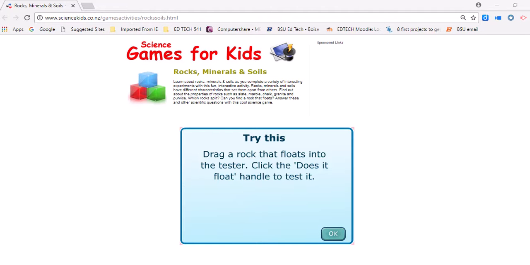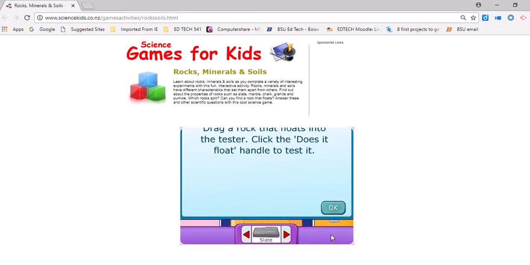This simulation from Science Games for Kids focuses on rocks, minerals, and soils. This supports the NGSS standards associated with earth science and earth systems, looking at properties of materials and investigating the impact that wind and water can have on rocks and land. So here they're going to be looking at properties of different materials and the impact that it has. So let's go in and take a look.